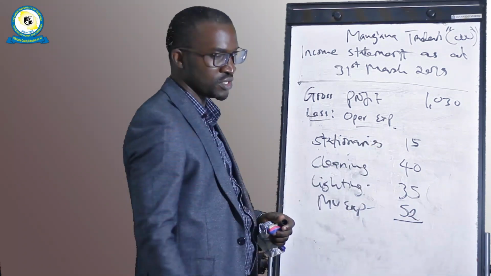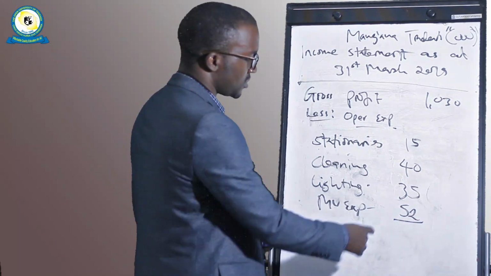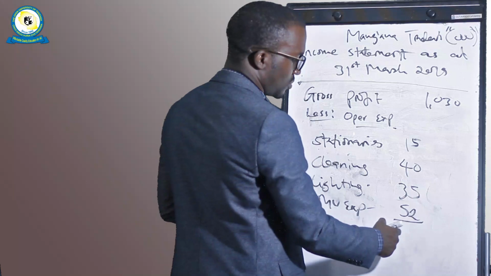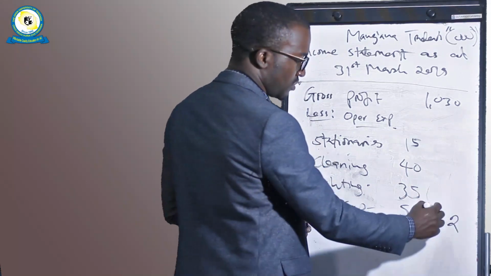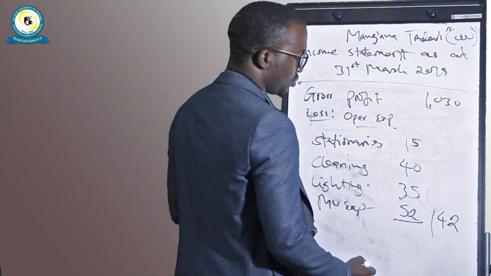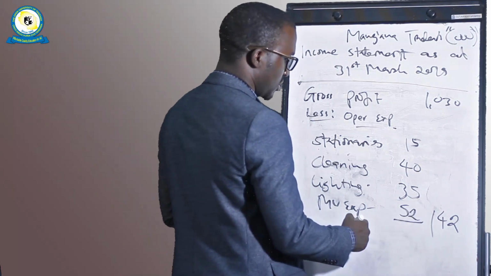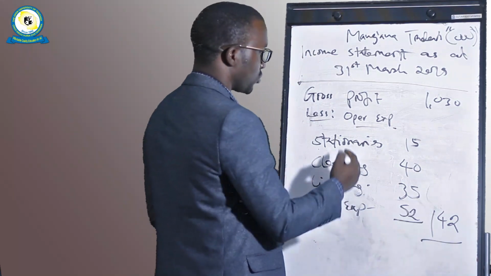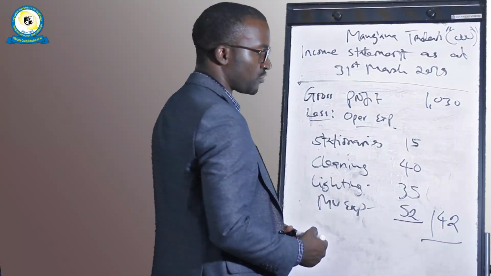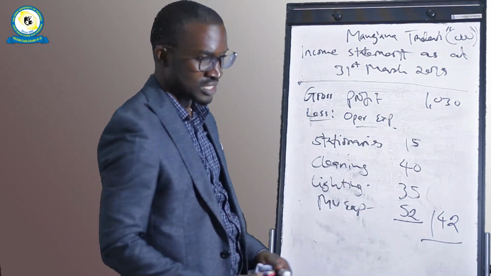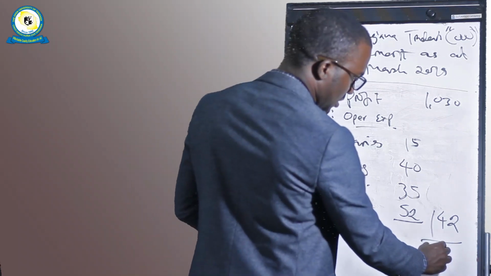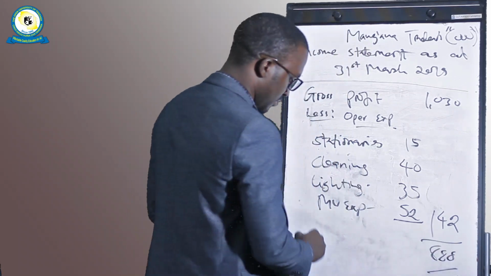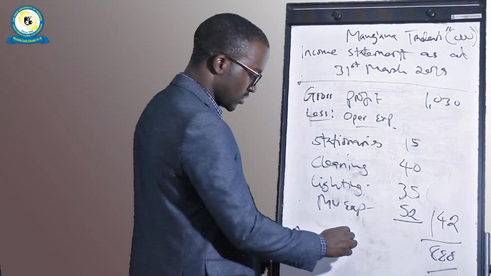So you have to add all these expenses. If you add these expenses, you're going to get how much? You're going to get 142. So the total of your expenses is 142. So if you take a gross profit of 1,030, if you minus 142, you're going to get 888. So this is your net profit.